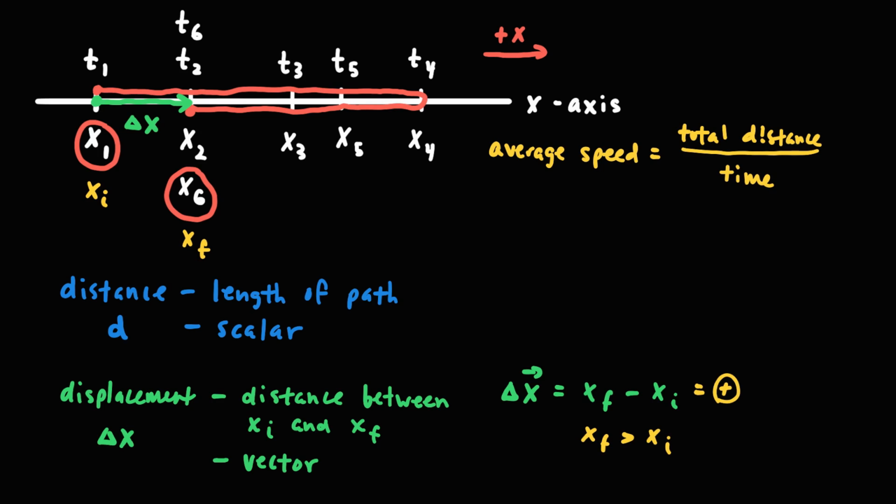A quantity that is different than the average speed, or at least can be different from the average speed, is something called the average velocity. And velocity is different than speed in that distance is not used to calculate the velocity, the displacement is. So displacement divided by the amount of time that was taken to move through that displacement.